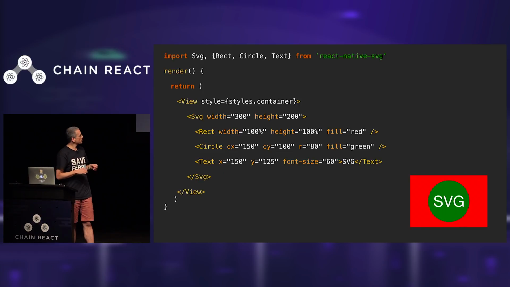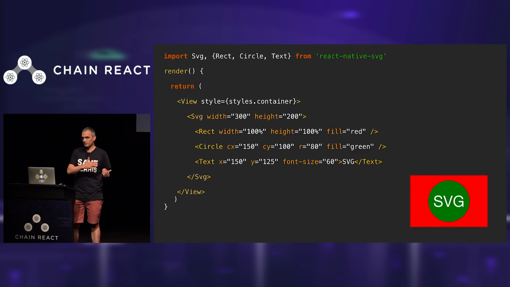So this is the same example that we saw on the web, this time in React Native SVG. As you can see, it's the same thing. We're using the same elements, and we get the same result with the same attributes.